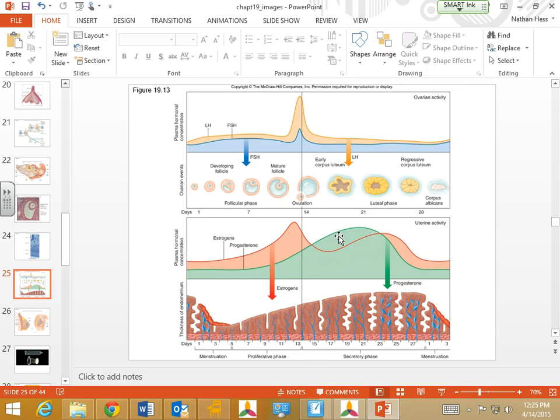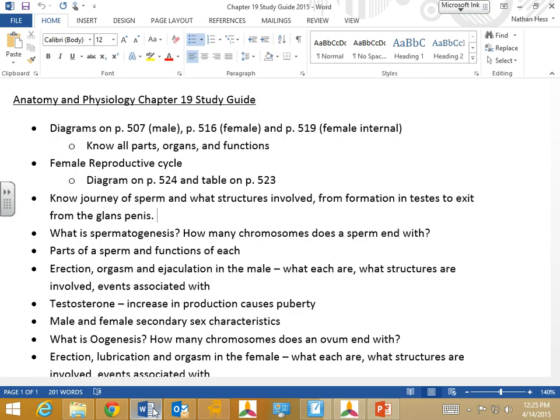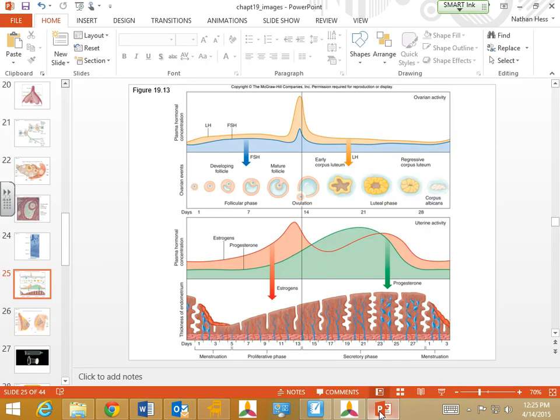What I wanted you to see with this cycle, because if you looked on your sheet, this diagram is something I want you to understand. This is on page 524. There's also a table on page 523 that talks about the different pieces of the cycle. I want you just to be able to describe what's happening here. So, what is happening here?